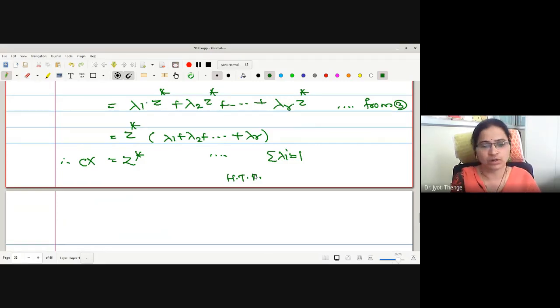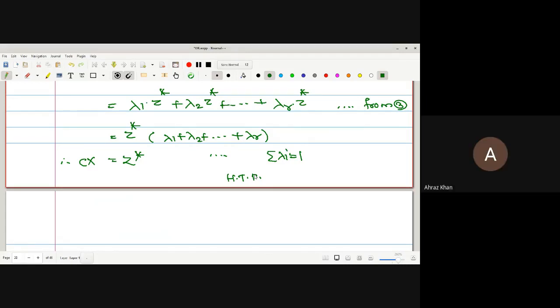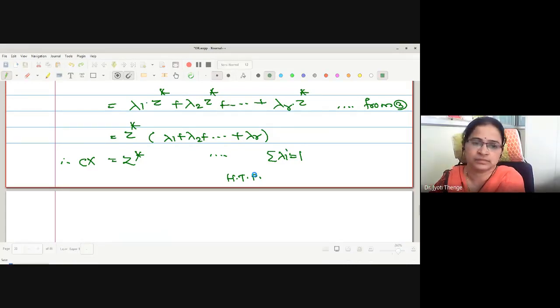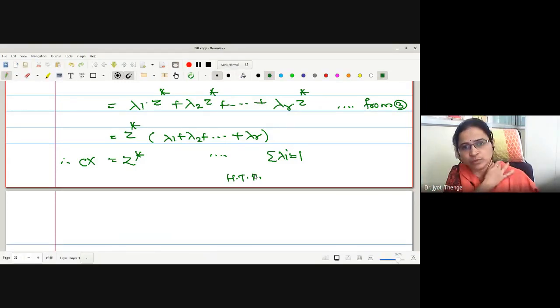Any doubt about the proof of this statement? If you have a doubt, you can ask. The two points we have proved. In the first part, we have proved that the extreme point gives us the optimal solution. The second point we have proved: if the optimal solution occurs at more than one extreme point, then the value of the objective function remains the same for all the convex combinations of these extreme points.